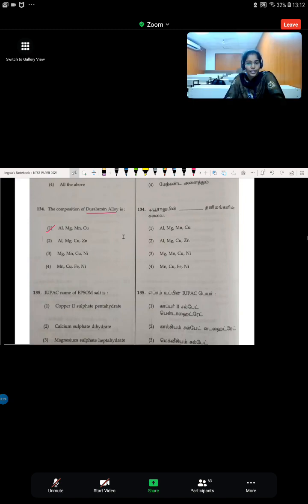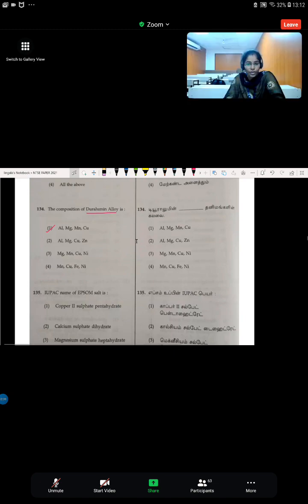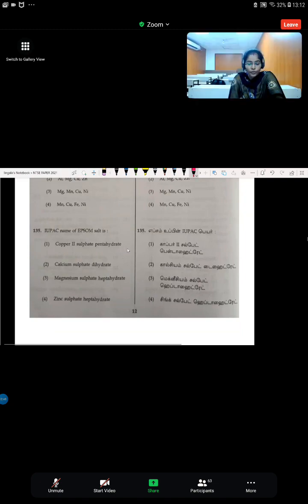An alloy is a mixture of metals. So once the alloy is formed, it will not have its own original characteristics. It will acquire completely new characteristics. In properties of alloys, we learned that once the alloy is formed, the alloy is different. An alloy has different properties than its original metals. Okay, ma'am. Yes. Now the second one is the IUPAC name of Epsom salt.